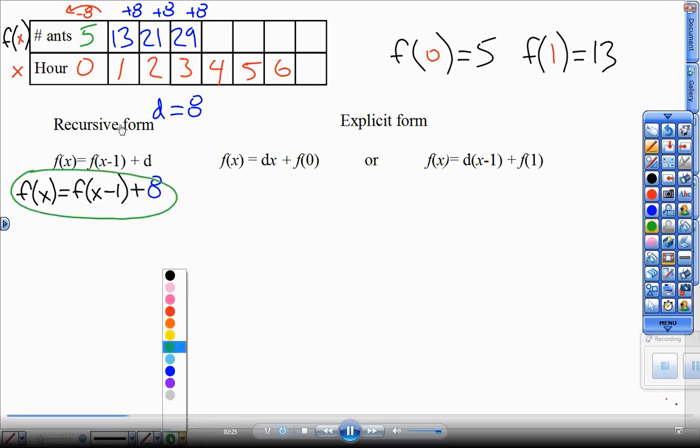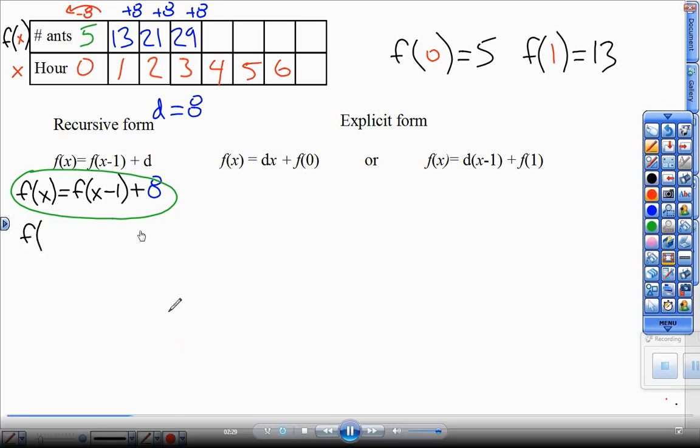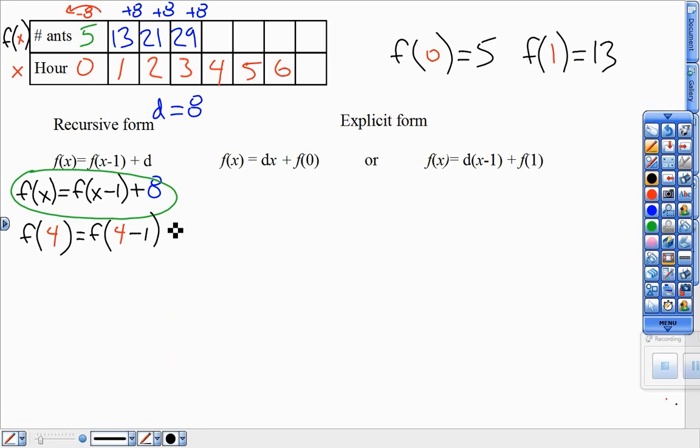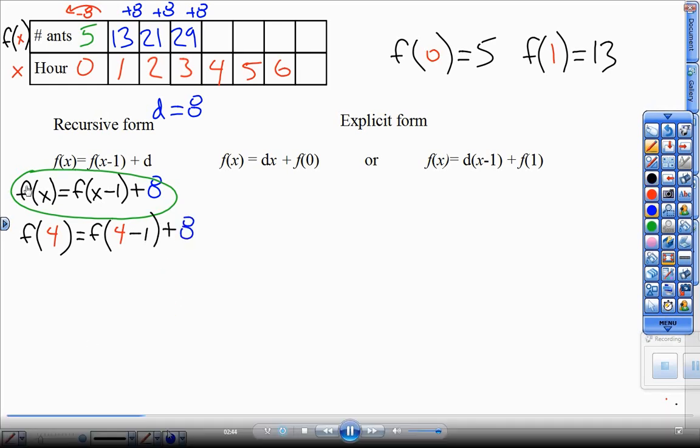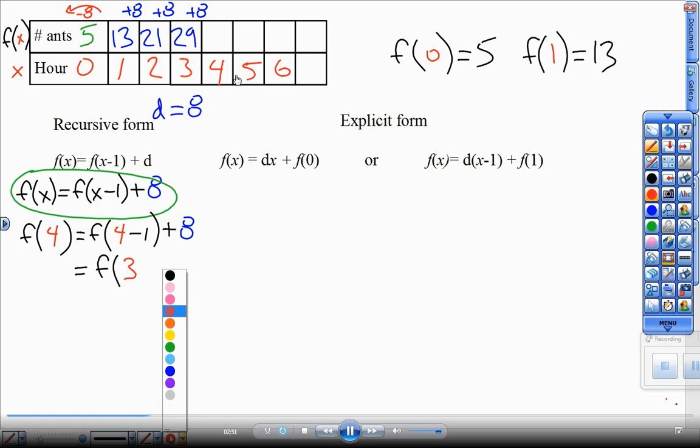I want you then to use that to find the 4th and 5th term in this problem. So I'm going to have you find the 4th one by plugging in 4 here and put 4 right here, plus that 8. That gives me f of 3, which means I then, before I do any math, need to find the 3rd term in the table, or when I plug in 3, or the function at 3, or when I plug in 3, what I get? That is 29.